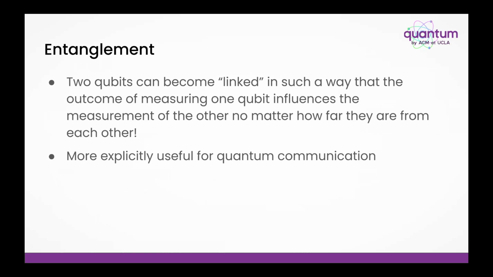Another quantum property that I kind of want to delve into is entanglement. Entanglement is the phenomenon in which 2 or more qubits can become linked in such a way that the outcome of measuring one qubit influences the measurement of the other, no matter how far away they are from each other.